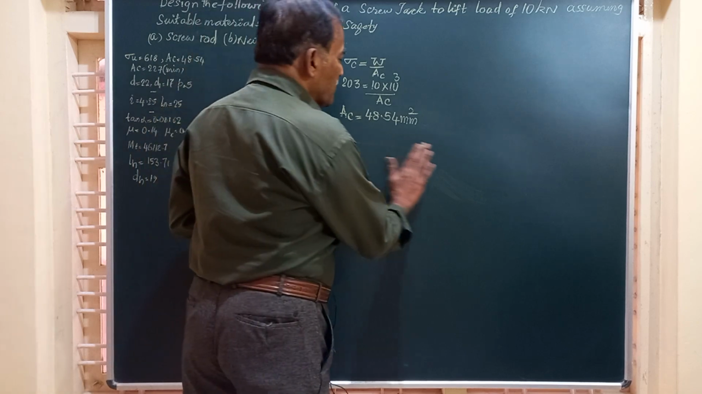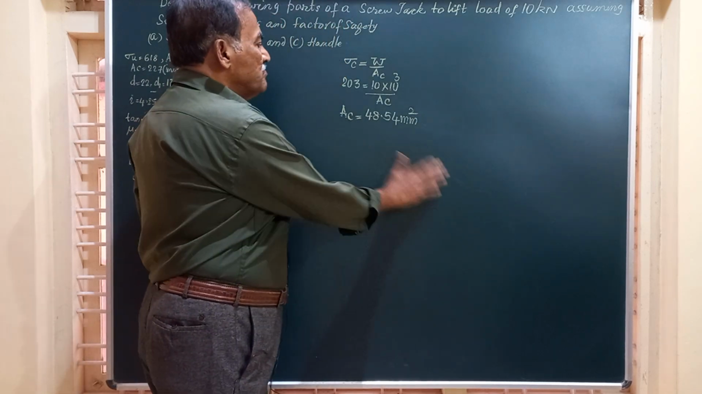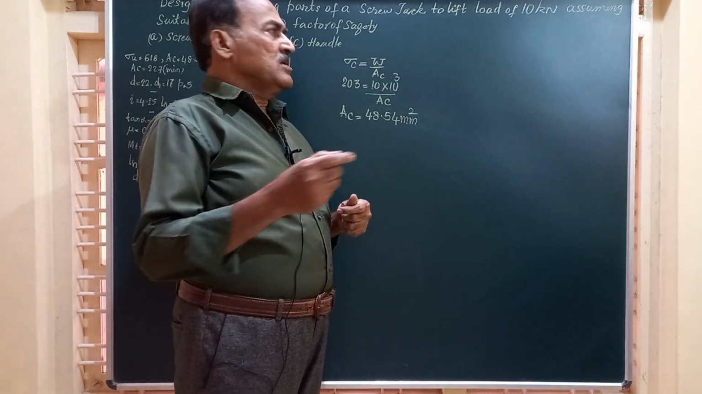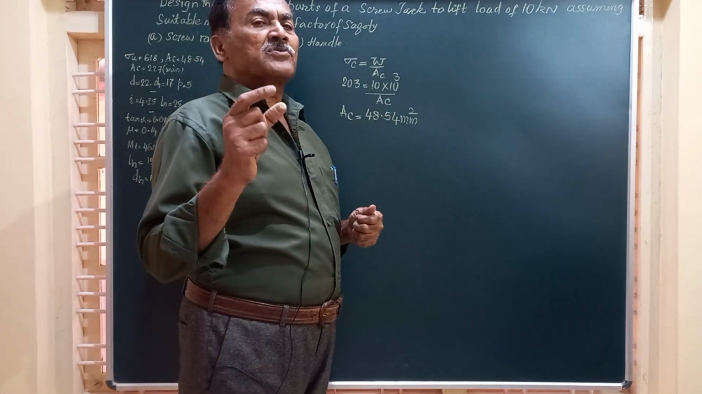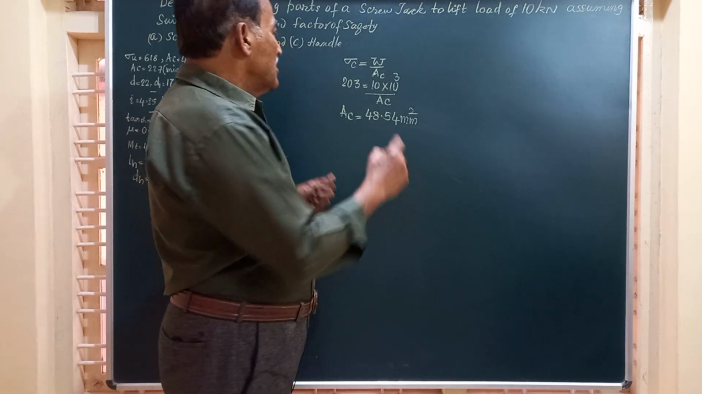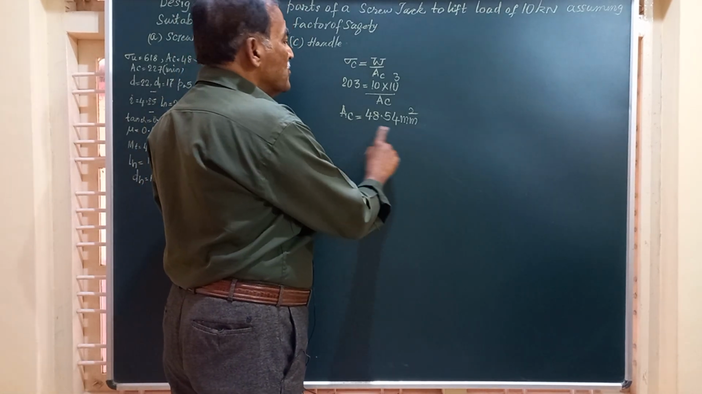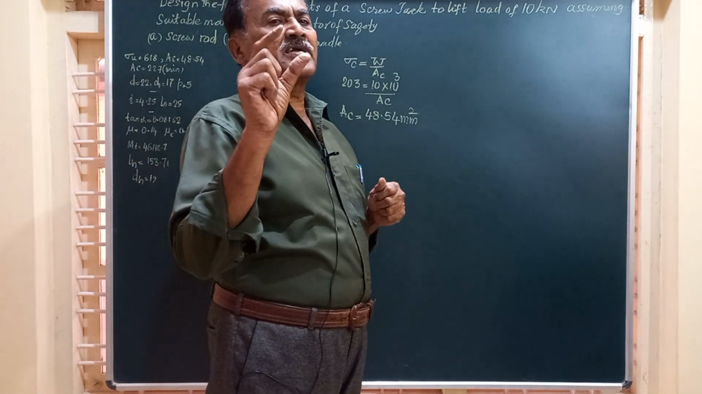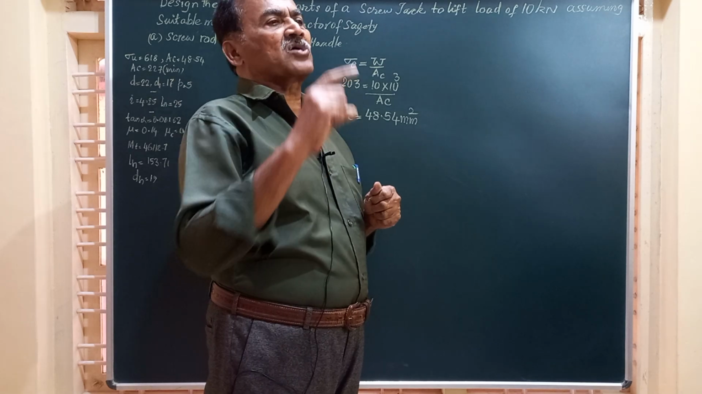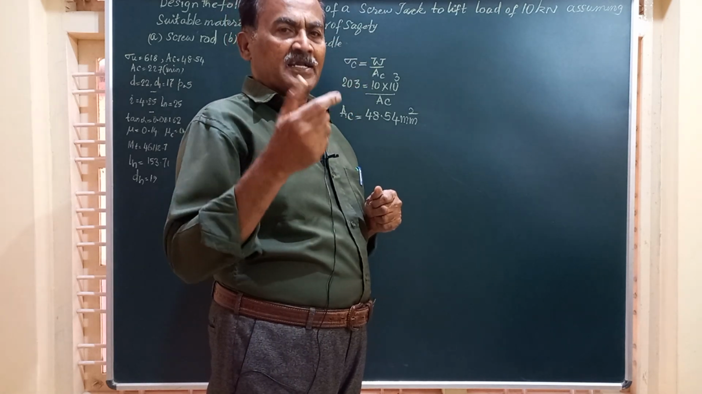Friends, after obtaining this value of AC, the core area, you will have to refer to the square thread of normal series, and corresponding to this value, you will have a definite value of the screw rod required, that is the outside diameter, which is called the nominal diameter, the core diameter, and the pitch.